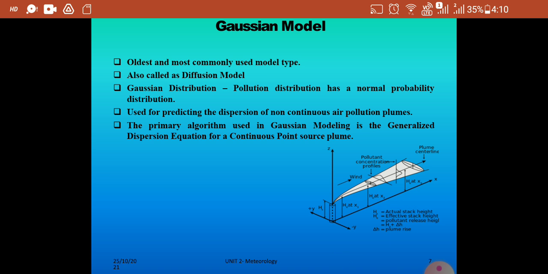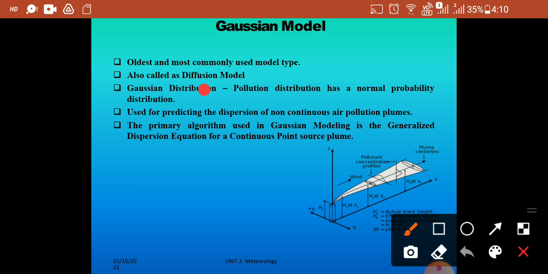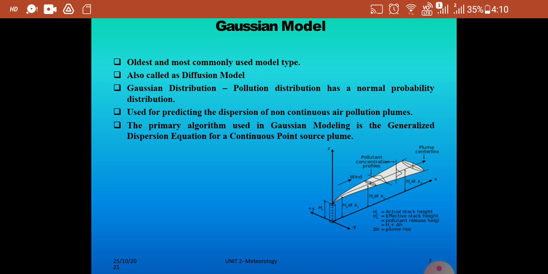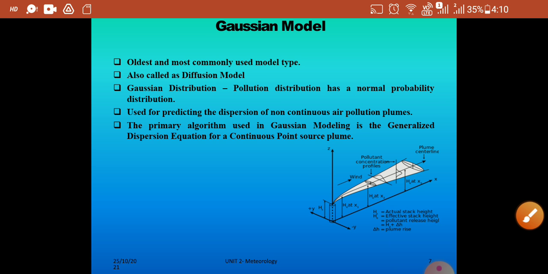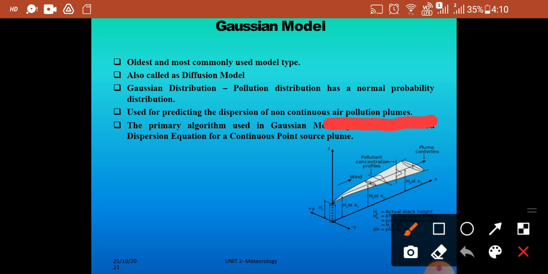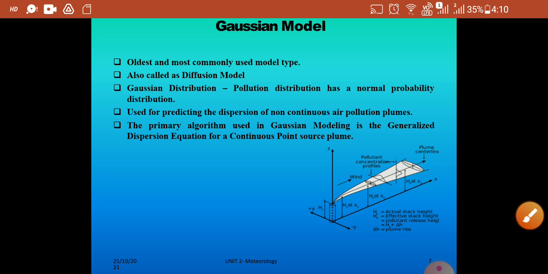So this is the box model, and this is the Gaussian model. This one is the oldest and most commonly used type of model, and it is also called the diffusion model. It is based on the Gaussian distribution, that is, pollutant distribution has a normal probability distribution. Fourth point, it is used for predicting the dispersion of continuous air pollutant plumes. Fifth point, the primary algorithm used in Gaussian modeling is the generalized dispersion equation for a continuous point source plume.